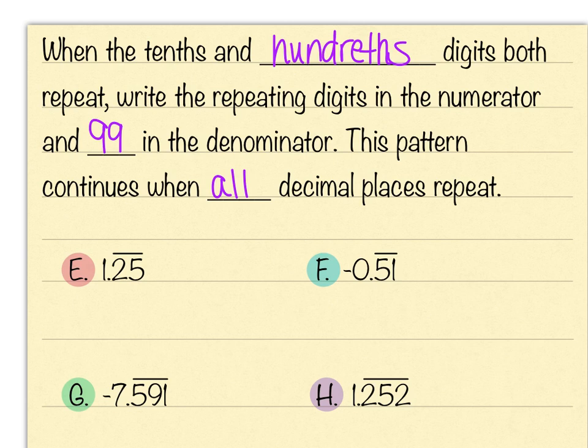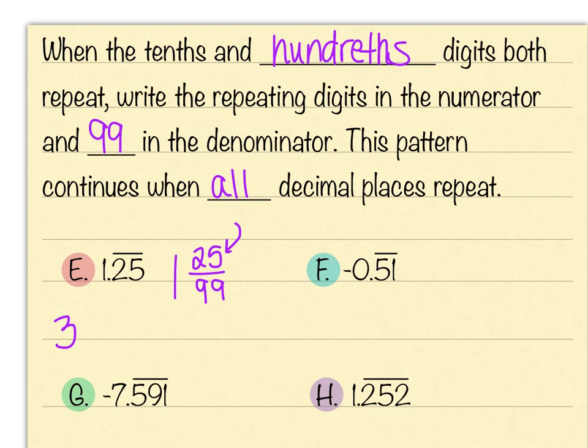So for example E, we've got 1 and 25 over 99. Now, double check to make sure these don't reduce. An easy way to tell is to see if 3 goes in. Remember, 3 will go into any number where if you add the digits together, 3 goes into that sum. So, for example, if I want to see if 3 goes into 25, I add 2 and 5 together. Well, 2 plus 5 is 7. 3 doesn't go into 7. 3 won't go into 25. So this is not going to reduce.